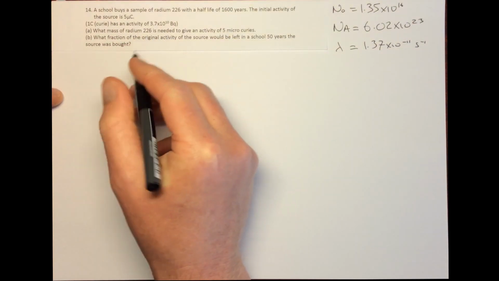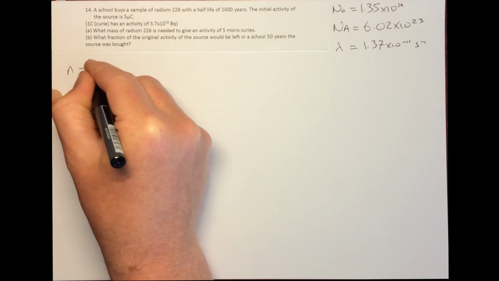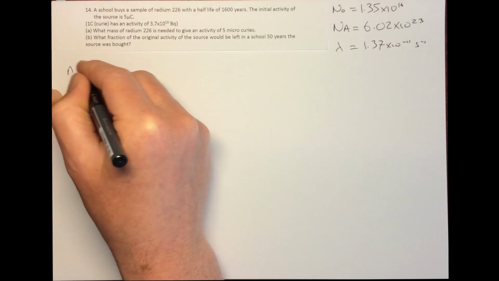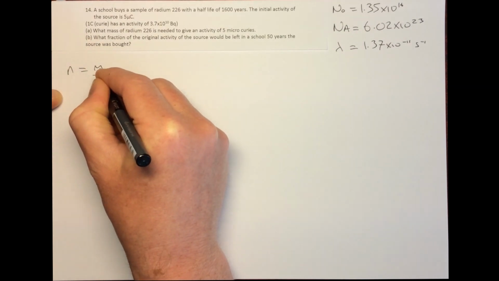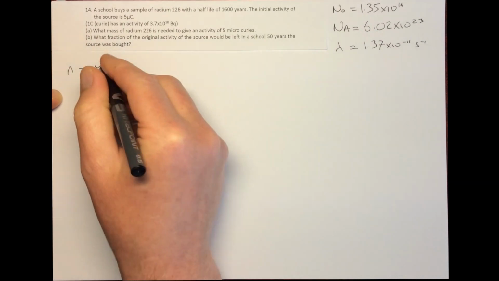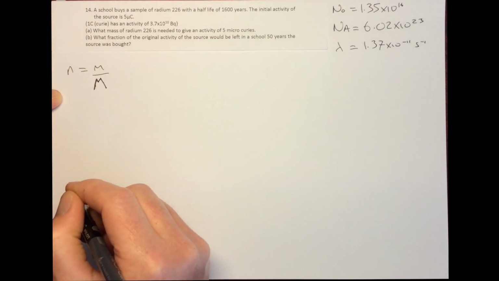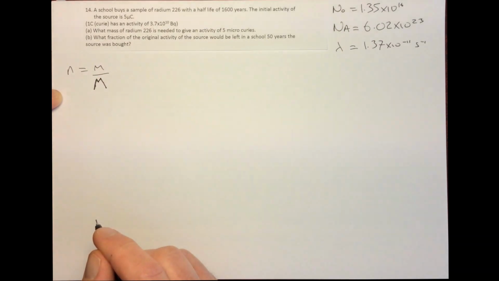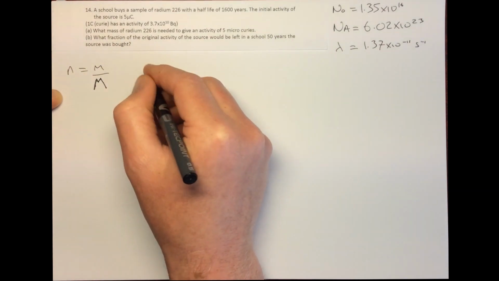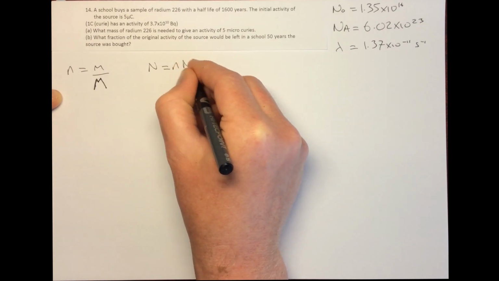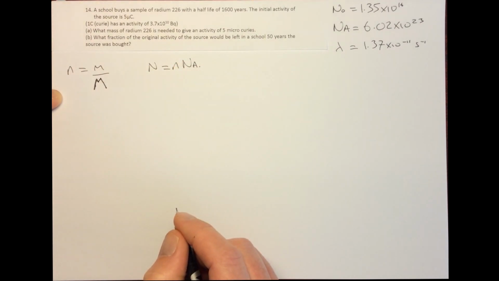So if you want to do this in a different way, you can use some of the equations you know from chemistry. The number of moles, capital M, is equal to lowercase m divided by capital M, where the lowercase m is the mass of substance in grams and the capital M is the molar mass or the relative molecular mass. Also, we know that the number of atoms is equal to the number of moles multiplied by Avogadro's number, because Avogadro's number is the number of atoms in a mole.